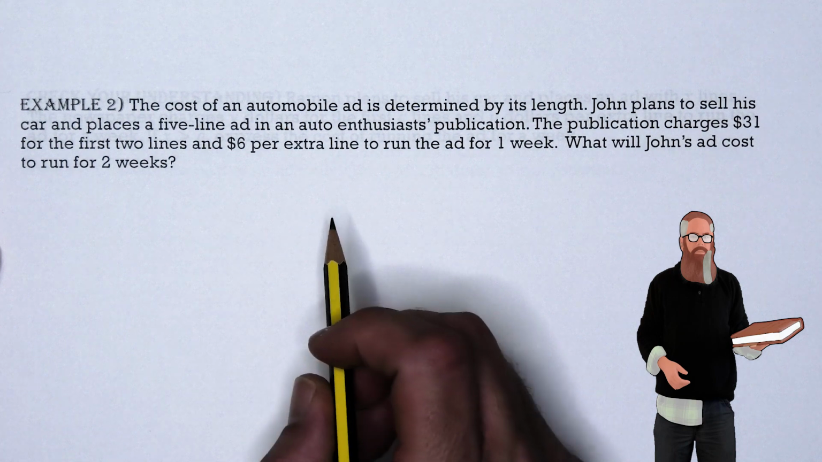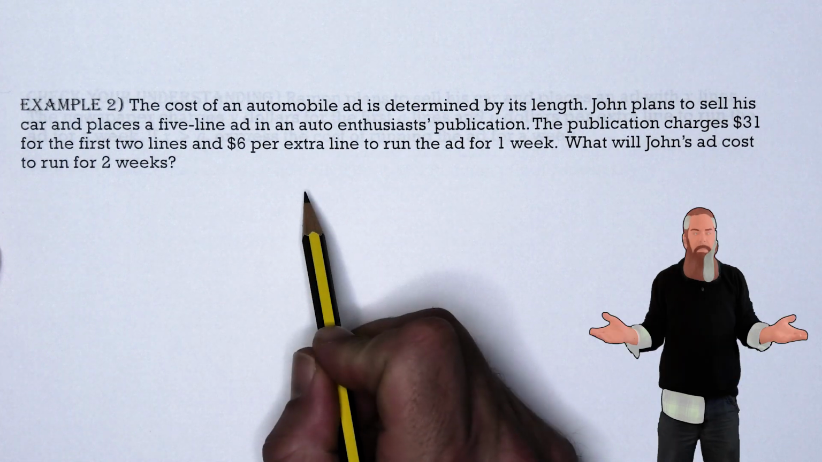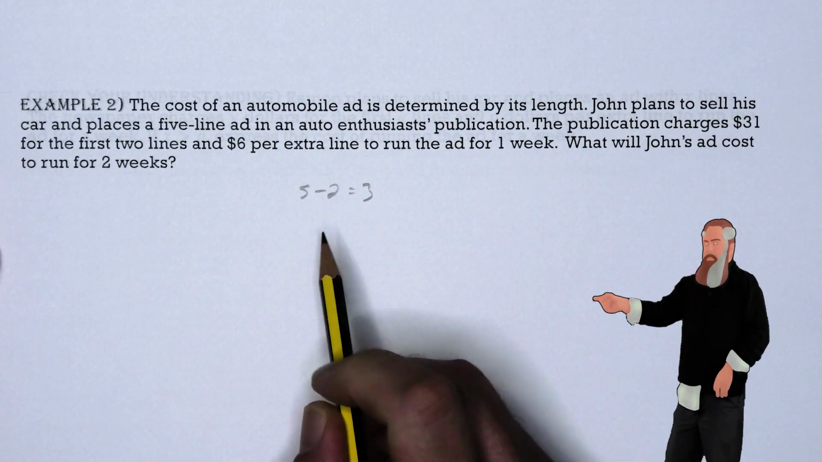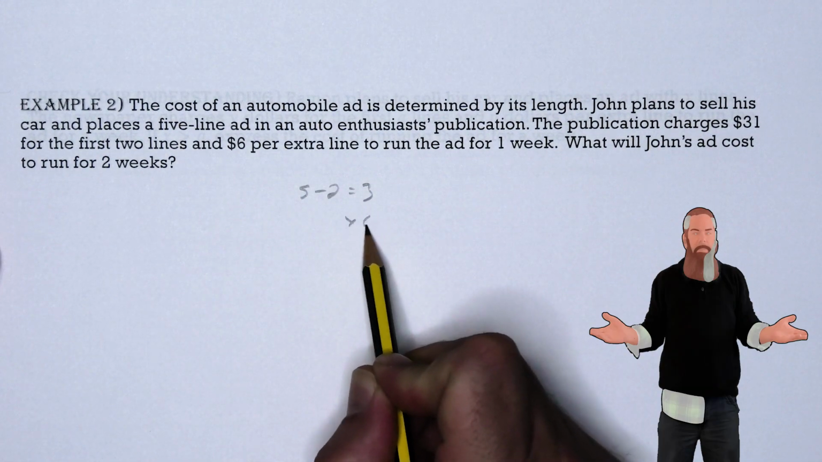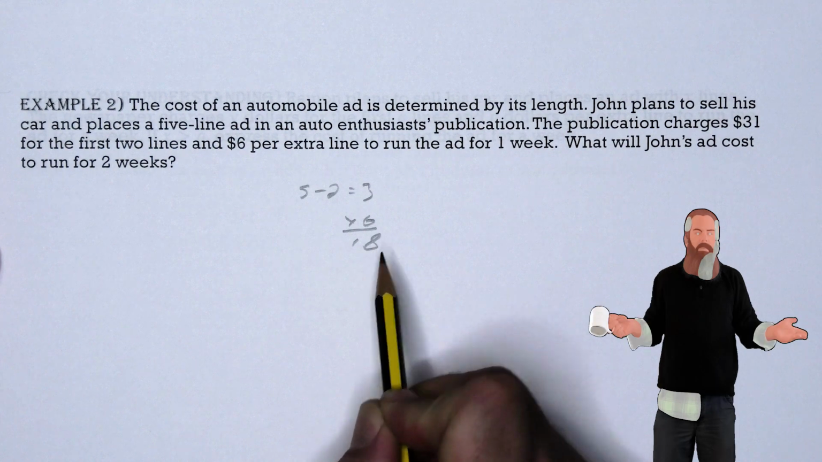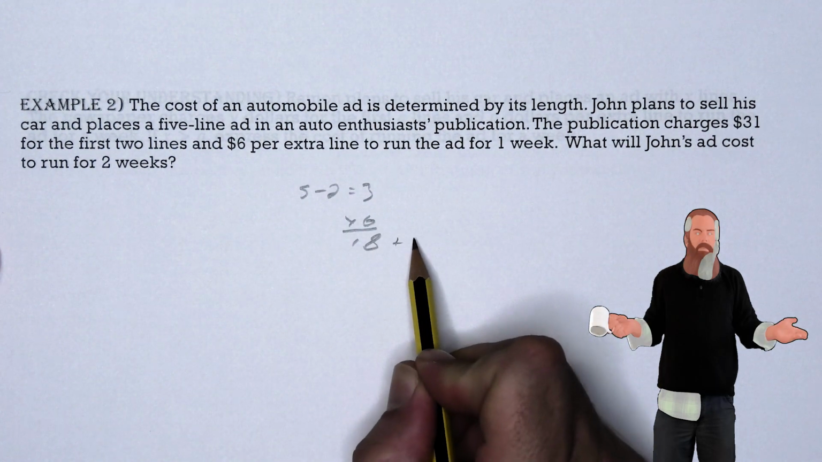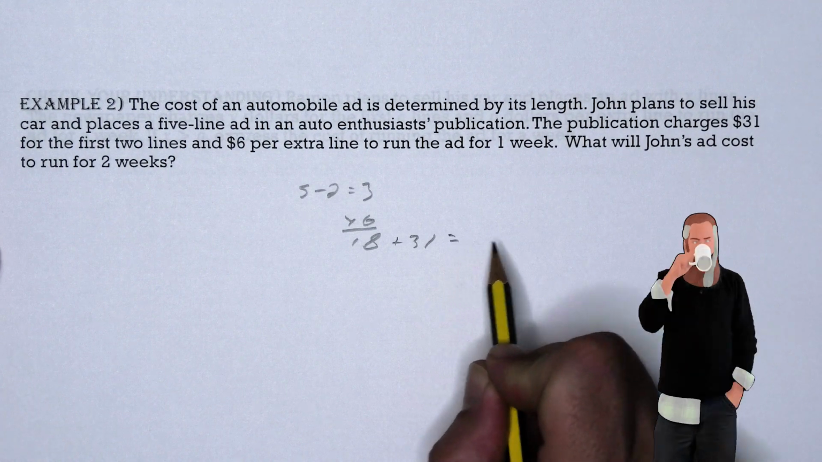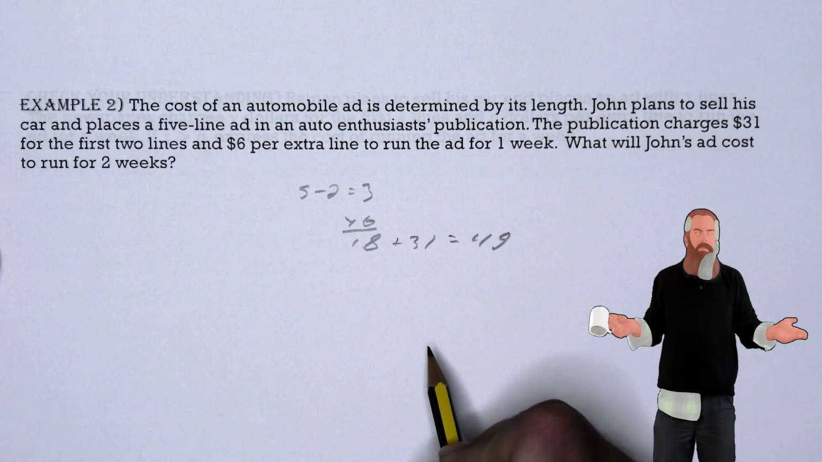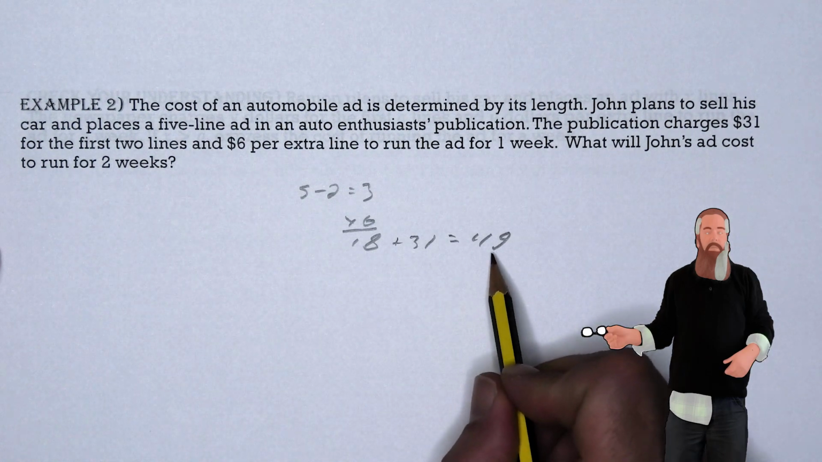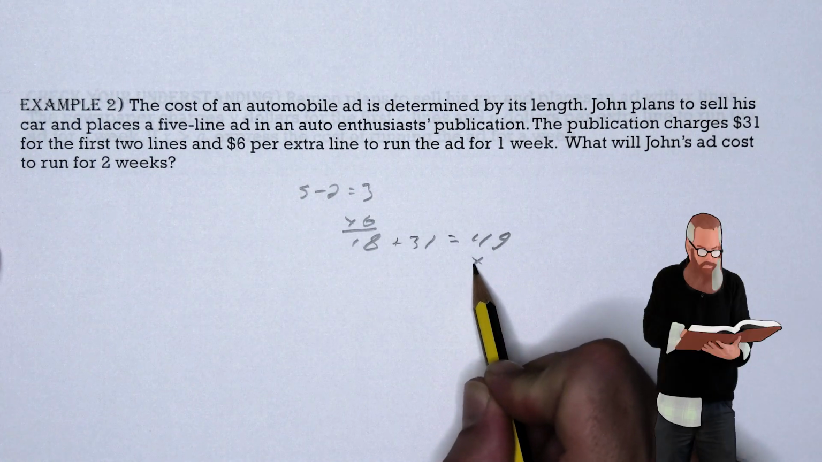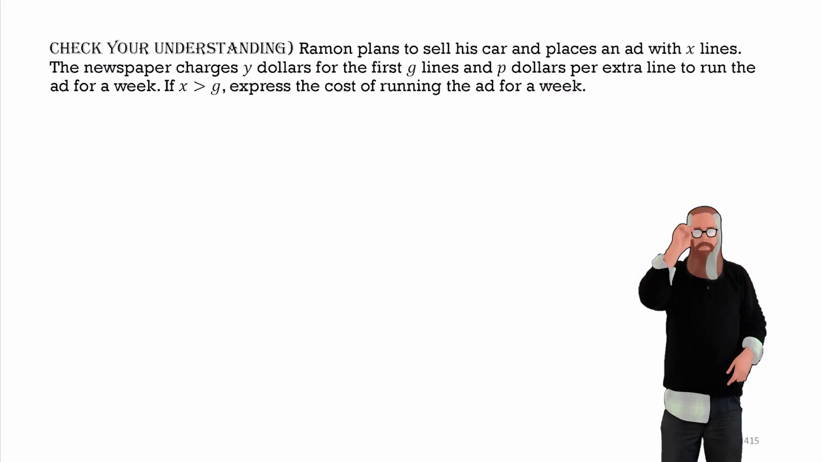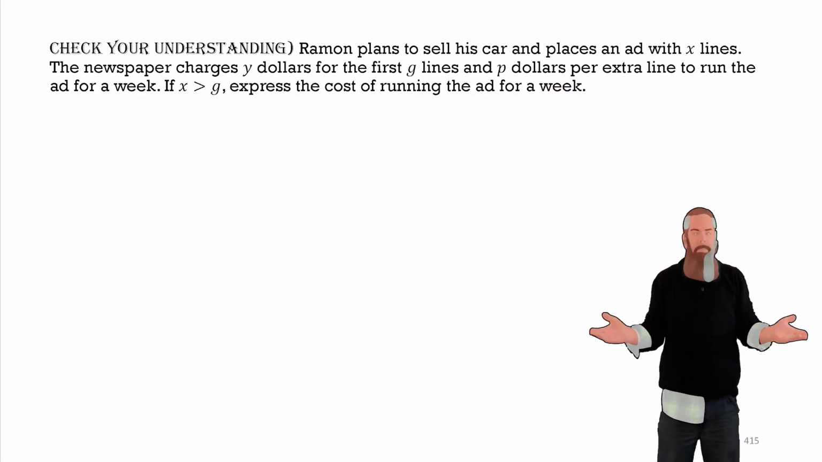So we're going to subtract the number of lines over 2 lines. So 5 minus 2 is going to give us 3. Now we're going to multiply that 3 by $6, giving us $18. Add to that the $31 for placing the ad in the first place, and we find a $49 charge. Since this charge is by week, but they want it for 2 weeks, we can then multiply by 2 to get $98. Let's check our understanding of this.